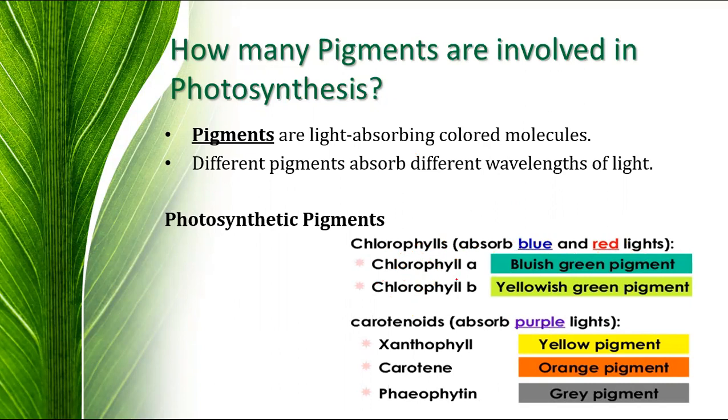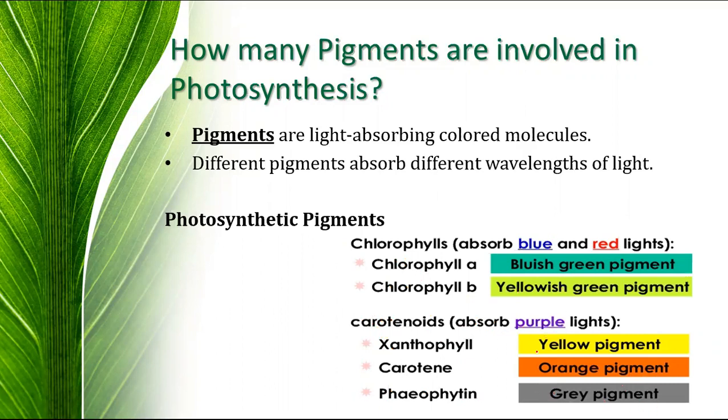That is chlorophyll A and chlorophyll B. Chlorophyll A is the bluish green pigment, while chlorophyll B is the yellowish green pigment. Now, this is the chlorophyll, while some accessory pigments like carotenoids absorb the purple light. Xanthophyll is the yellow pigment, carotene is the orange pigment, and phaeophytin is the gray pigment.